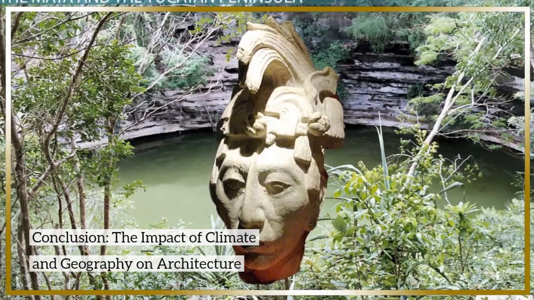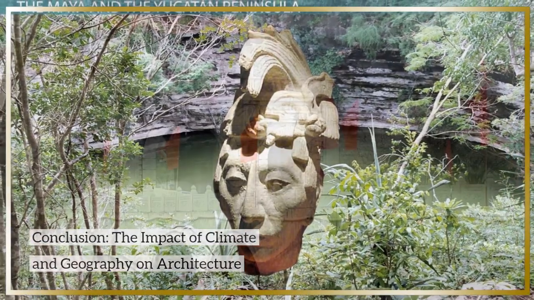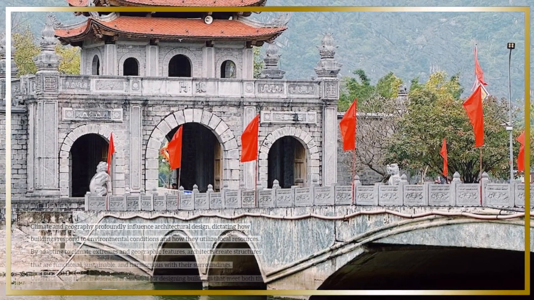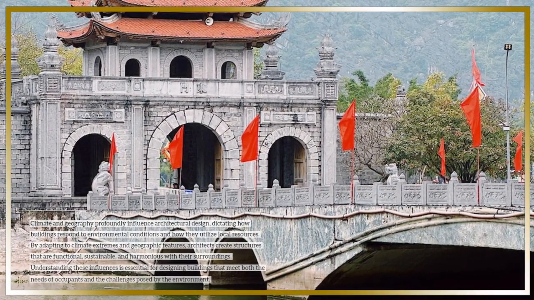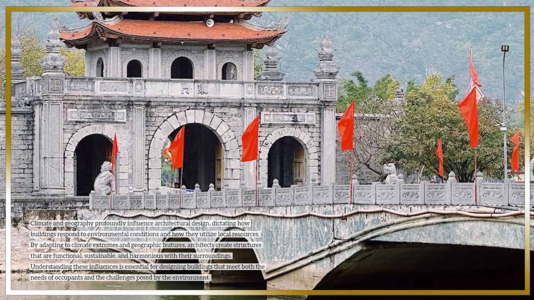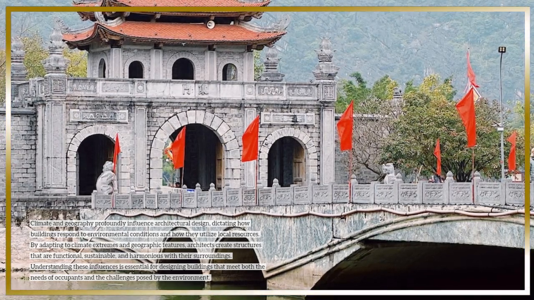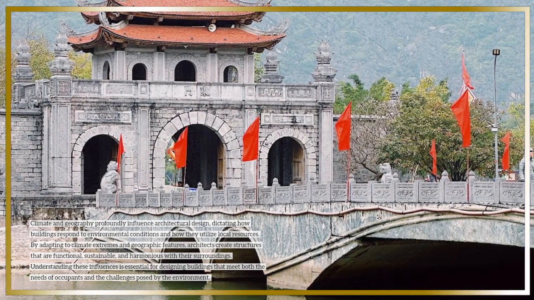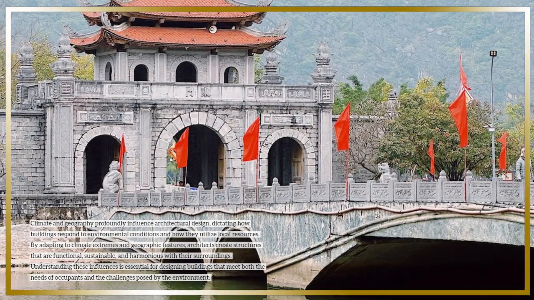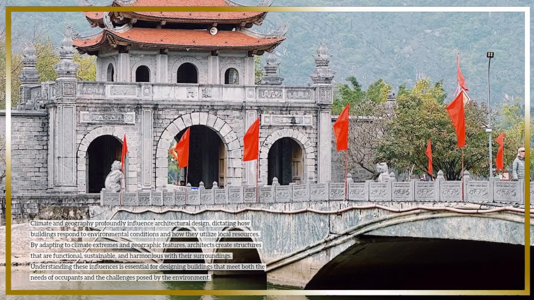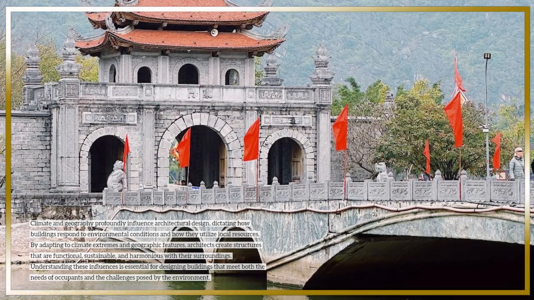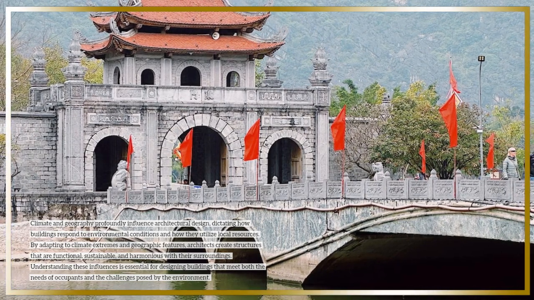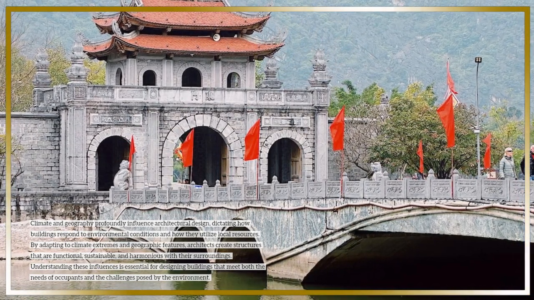Conclusion: the impact of climate and geography on architecture. Climate and geography profoundly influence architectural design, dictating how buildings respond to environmental conditions and how they utilize local resources. By adapting to climate extremes and geographic features, architects create structures that are functional, sustainable, and harmonious with their surroundings. Understanding these influences is essential for designing buildings that meet both the needs of occupants and the challenges posed by the environment.